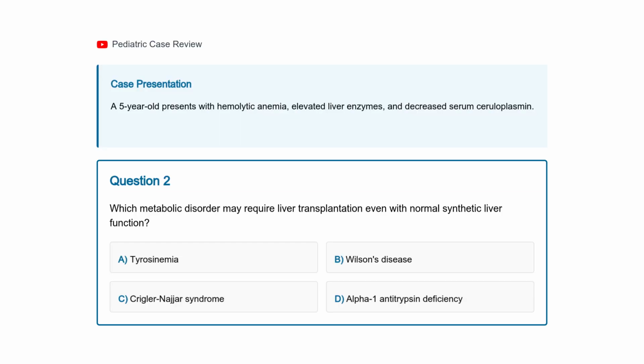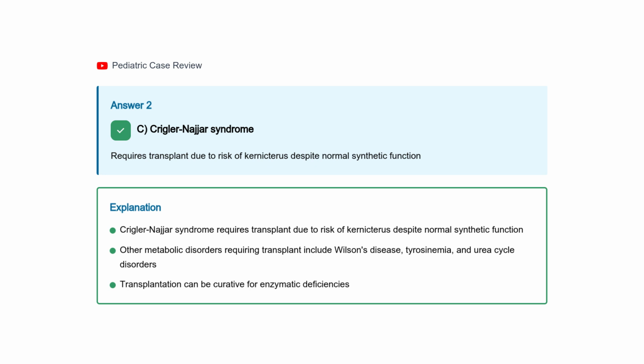A 5-year-old patient presents with hemolytic anemia, elevated liver enzymes, and decreased serum ceruloplasmin, which metabolic disorder may require liver transplantation even with normal synthetic liver function? Option A, tyrosinemia. Option B, Wilson's disease. Option C, Crigler-Najjar syndrome. Option D, alpha-1 antitrypsin deficiency. The correct answer is C, Crigler-Najjar syndrome.